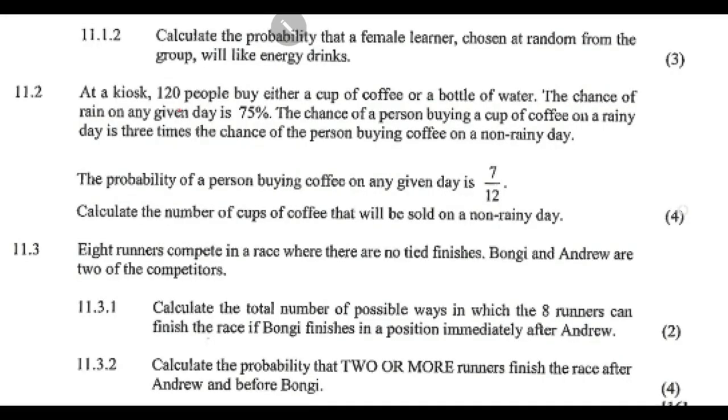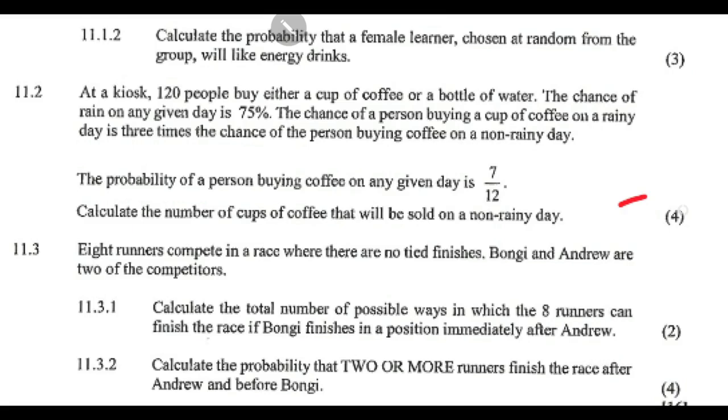At a kiosk, 120 people buy either a cup of coffee or a bottle of water. The chance of rain on any given day is 75%. The chance of a person buying a cup of coffee on a rainy day is 3 times the chance of a person buying coffee on a non-rainy day. The probability of a person buying coffee on any given day is 7 over 12. Calculate the number of cups of coffee that will be sold on a non-rainy day.